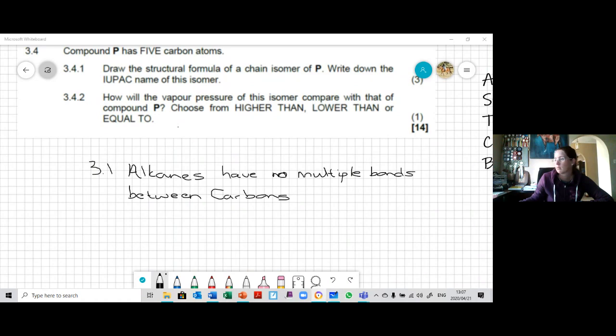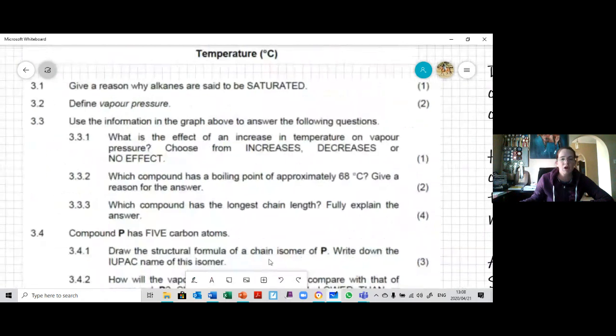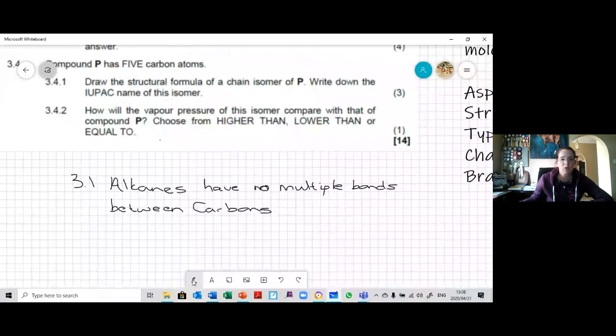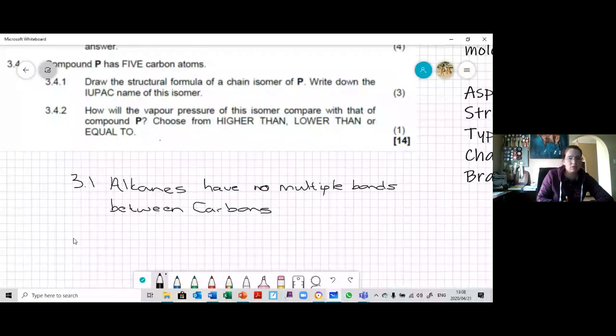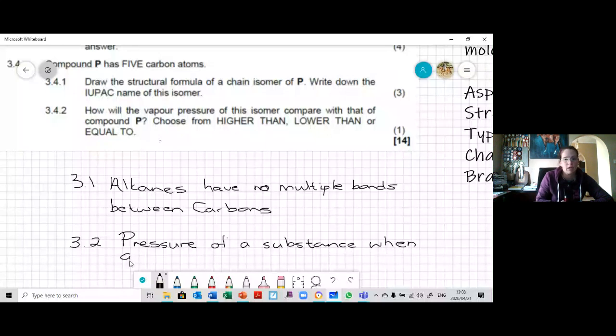That was 3.1. And then 3.2, they ask for vapor pressure. Can you see how important it is that you know all your definitions? So it is the pressure of a substance when gas and liquid are in equilibrium.